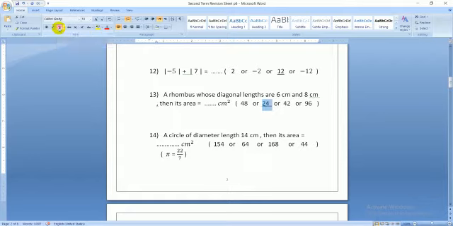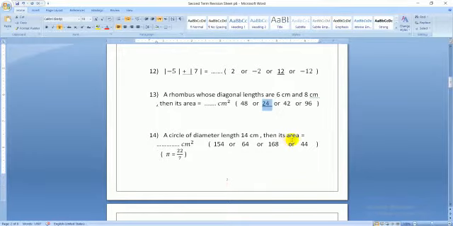Number 14. A circle of diameter 14 centimeters. Then its area equals what? Diameter equals 14 centimeters, so it is very easy to get the radius. Radius equals half the diameter, so the radius will be 7.